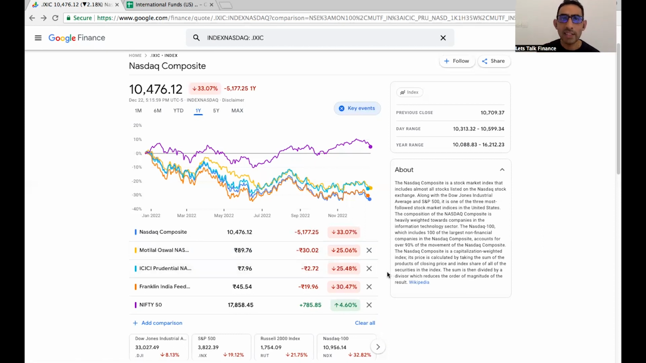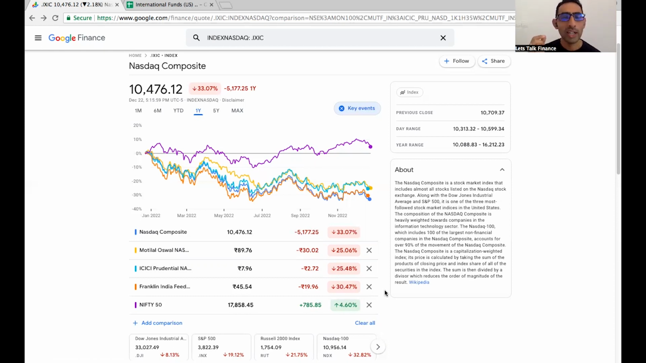Similarly, if we see ICICI Prudential, it has given 25% negative returns. Franklin India Feeder is down 30%. Franklin India Feeder is nothing but a FOF, fund of funds. It invests in the Franklin Fund of US, which again invests in US companies. And then Nifty 50 is up 4.6%.